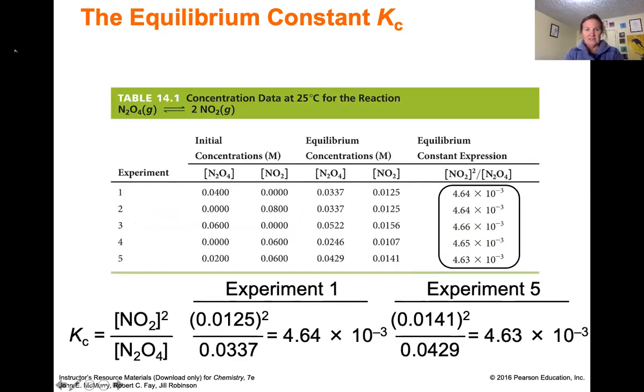When we look at this set of data, we've already noticed that even though the concentrations themselves don't reach the same value if you start with different concentrations for your experiment, the ratio does. In each case, the ratio is 4.6, within the certainty of our experiment, times 10 to the minus 3.